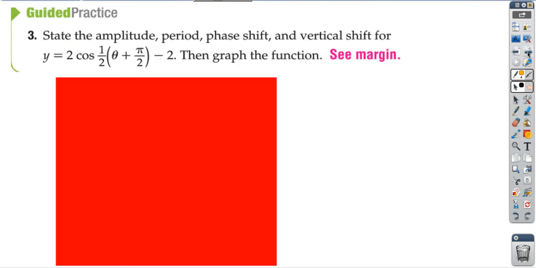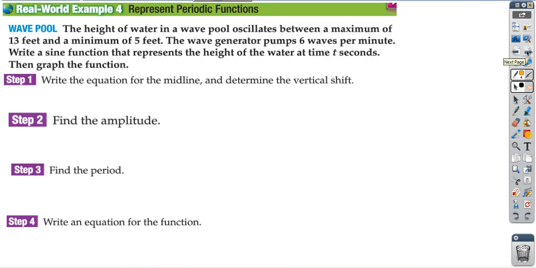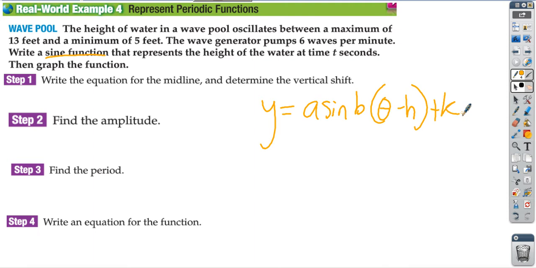Okay, last one that I want to show you is, let's see, make sure we're doing this correctly. Sometimes they might give you a situation and say write a function for this. So in this case, let's write a sine function, because they're telling us to write a sine function with this stuff plugged in right here. So this is basically what they're asking us to find. We have to plug in all these values.